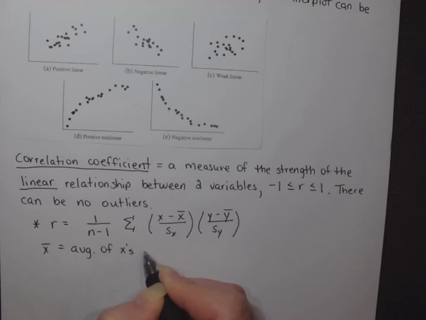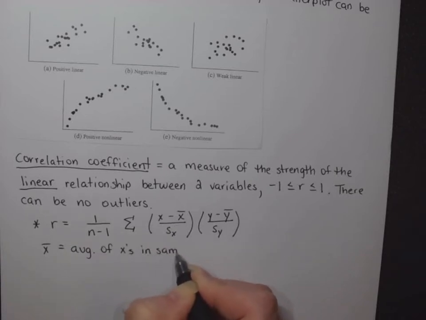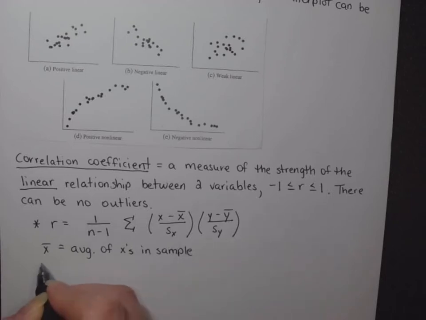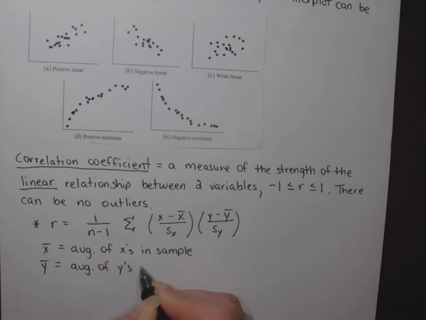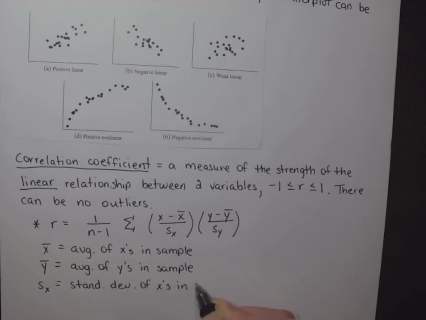of the x's in the sample. Remember, we use mu when it's an overall population average. So y bar will be the average of the y's in the sample. S sub x will be the standard deviation of the x's in the sample. Remember, if it were a population, it would be sigma, not s. And then finally, S sub y is the standard deviation of the y's.